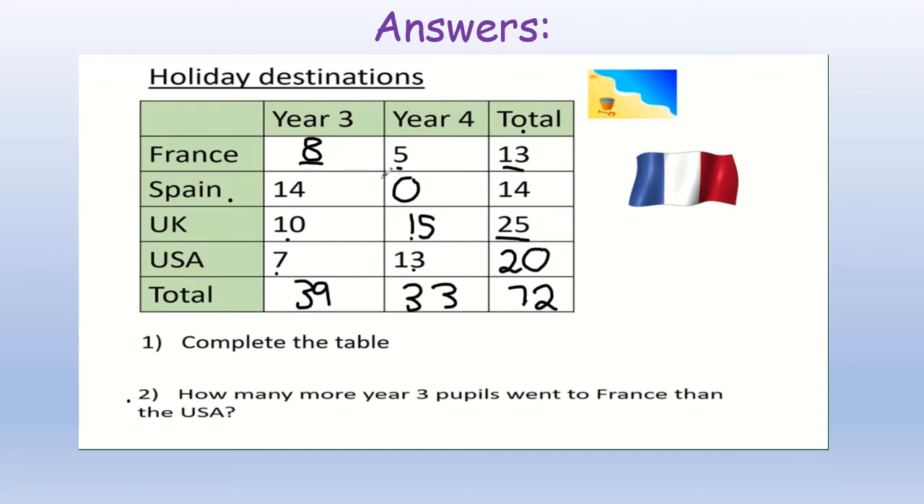Excellent. Just check you filled in the table correctly. Now we can answer question 2. How many more Year 3 pupils went to France than the USA? So in Year 3, 8 went to France and 7 went to the USA. So how many more was that? Well done. It was just 1 more pupil. Excellent work.